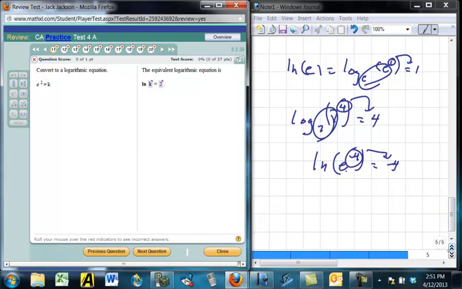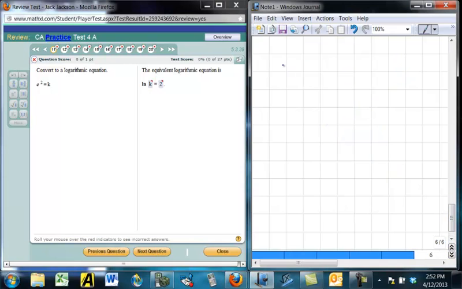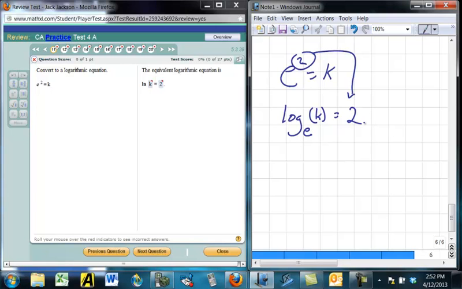Okay, rewrite this one as a logarithm: e squared equals k, so it's log, the base is e, of k, and the 2 is the logarithm, it is the exponent. Instead of writing it log base e, we write that as ln. ln of k is 2.